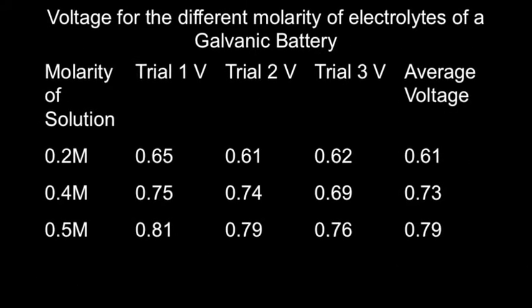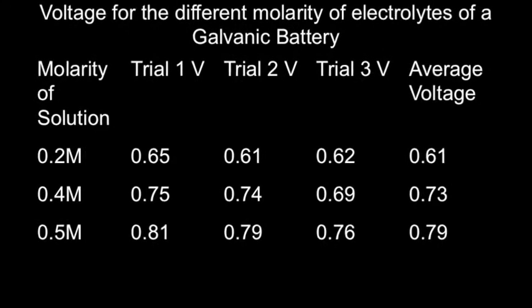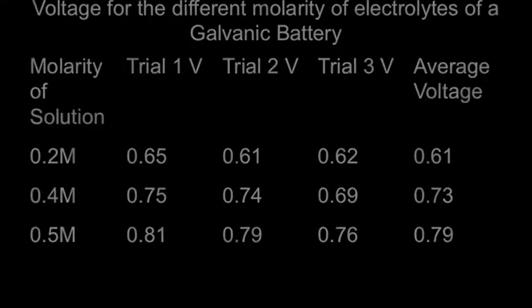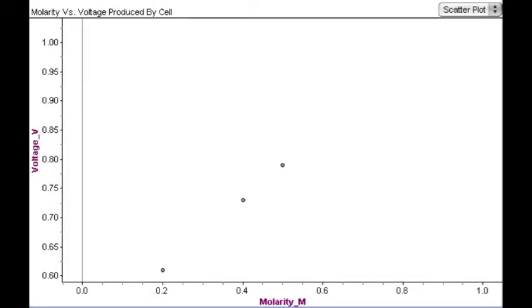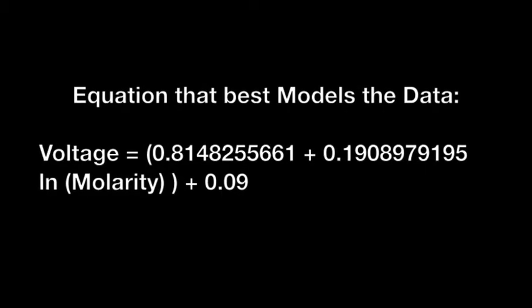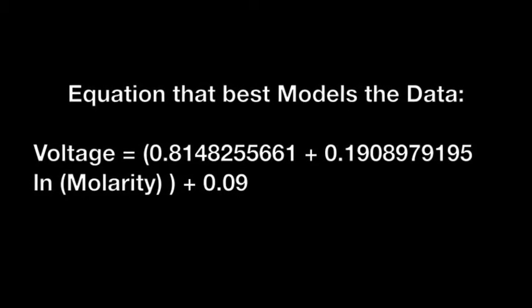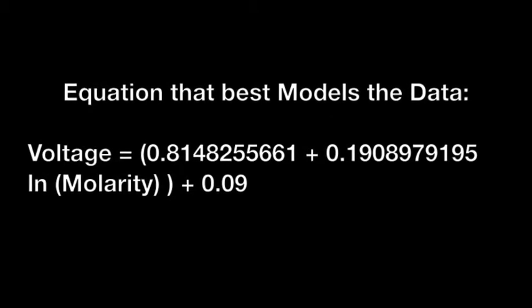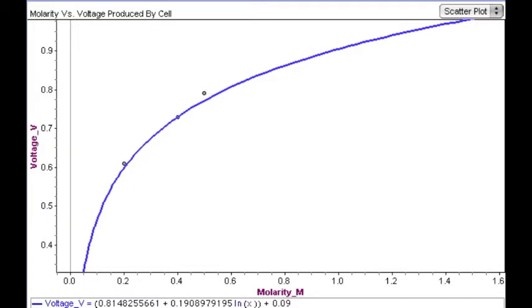Here is the data that we collected through our lab. Here's our data plotted on a scatter plot graph. We have found that the relationship between concentration and voltage is logarithmic, and here is a graph that shows the relationship.